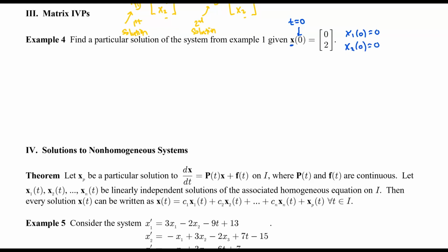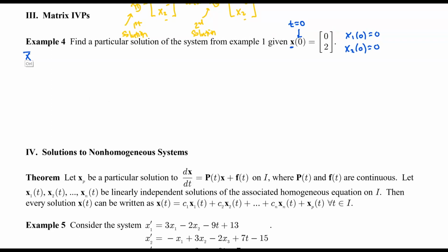So those are my two initial conditions coded together in a single matrix equation. So let's go back and revisit our general solution. It was c sub 1 x sub 1 plus c sub 2 x sub 2. This was c sub 1 times our first solution, which was 2e to the t, negative 3e to the t. Same system as example 1, same two solutions. And plus c sub 2, it was e to the 2t and negative e to the 2t.